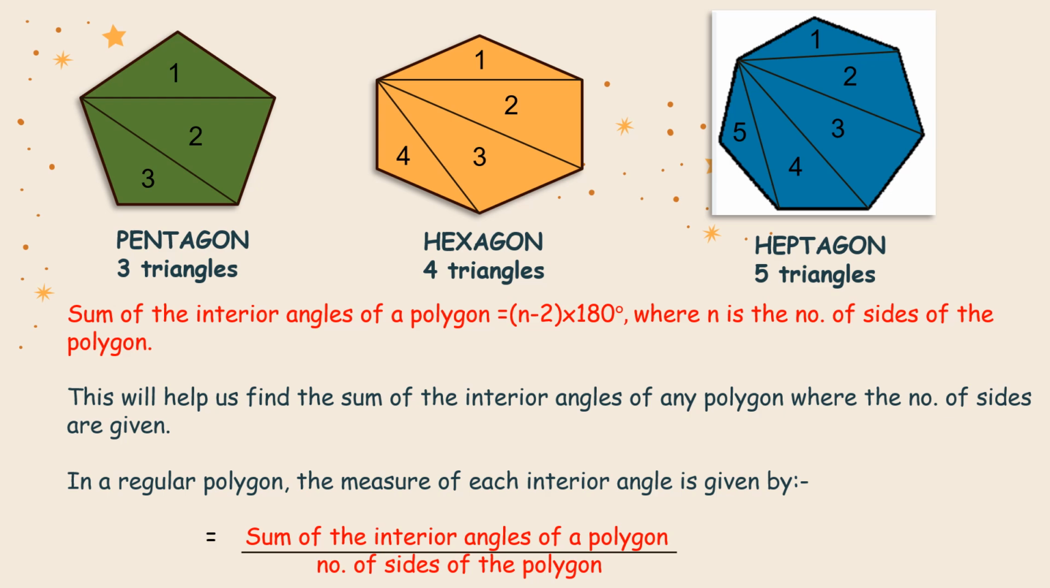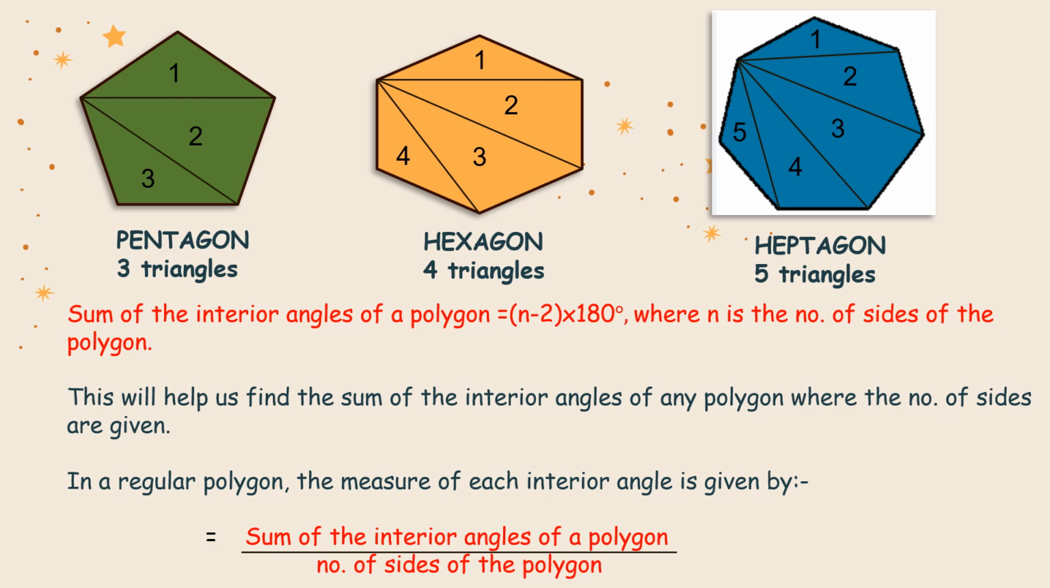Now, this formula can work for any polygons you want, where you know the number of sides. But what happens in case of a regular polygon? The formula which we wrote just now, n minus 2 into 180 degrees, can work for any polygon, irregular, convex, any polygon, only when you know the sides of it.